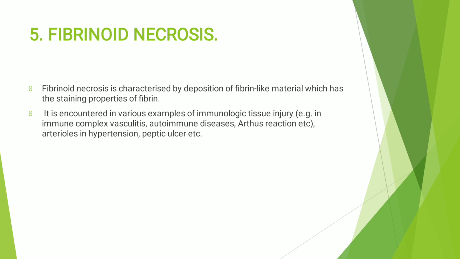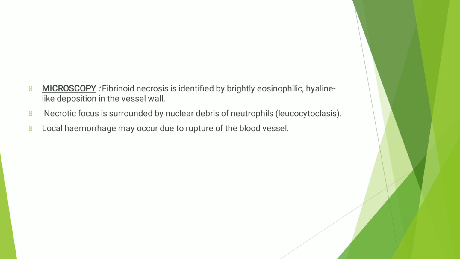Last type is fibrinoid necrosis. Fibrinoid necrosis is characterized by deposition of fibrin-like material which has the staining properties of fibrin. It is encountered in various examples of immunologic tissue injury, for example, immune complex vasculitis, autoimmune diseases, Arthus reaction, and in arterioles in hypertension and peptic ulcer.